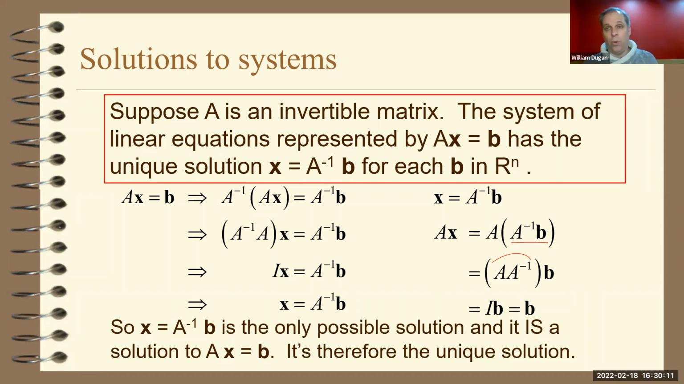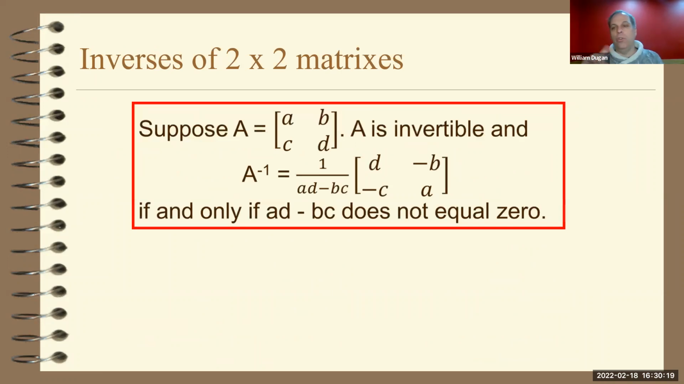Unfortunately, to use this, you need to have an inverse. So we're going to work with a really simple case. We're looking only at 2 by 2 matrices. Suppose that you have a matrix that's 2 by 2. Then A is invertible and the inverse is given by that formula. Amazing. If the particular product A times D minus B times C is not 0.